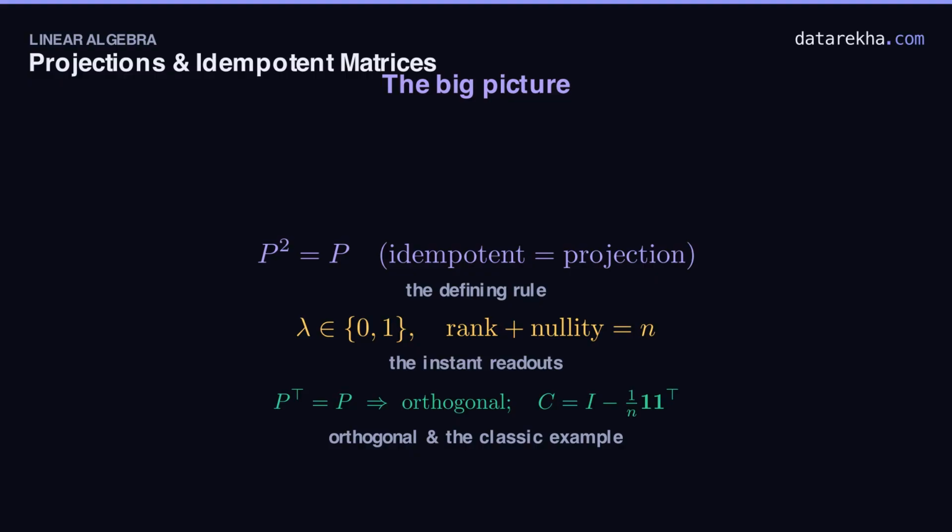The centering matrix is the everyday example. It removes the mean and projects onto the mean zero subspace. Master those lines, and projections will never look mysterious again.